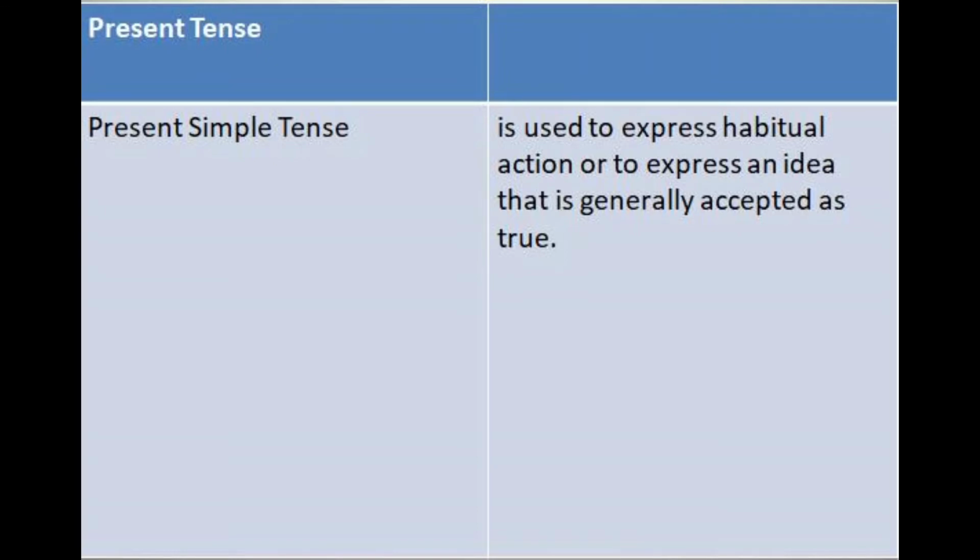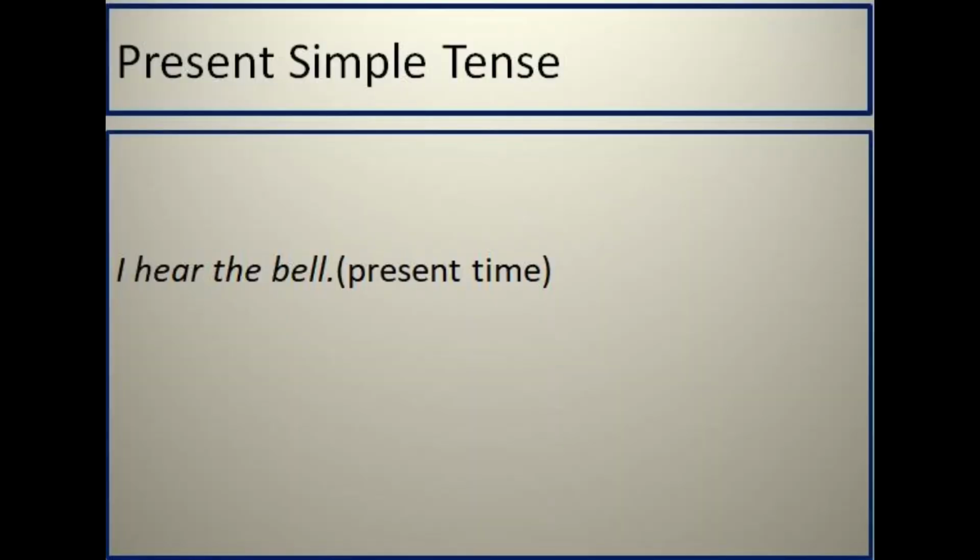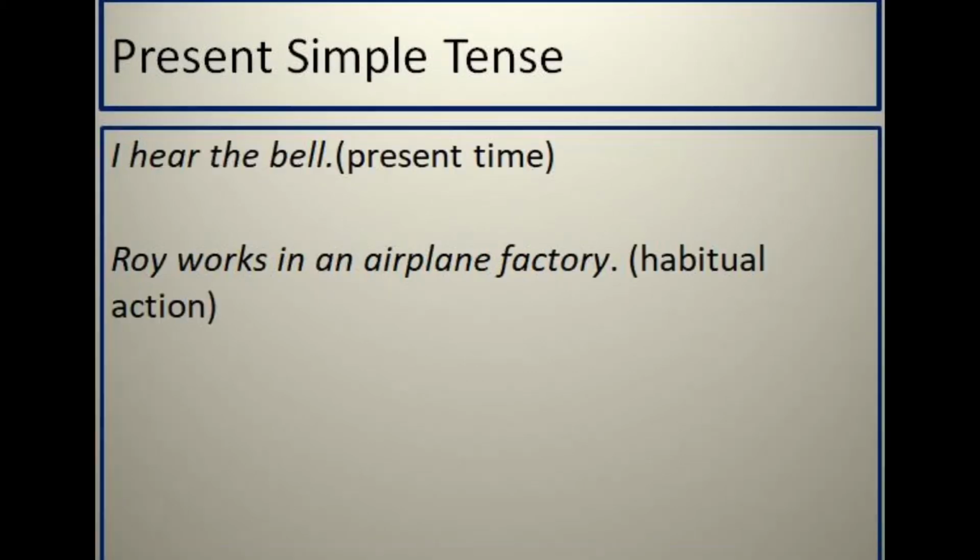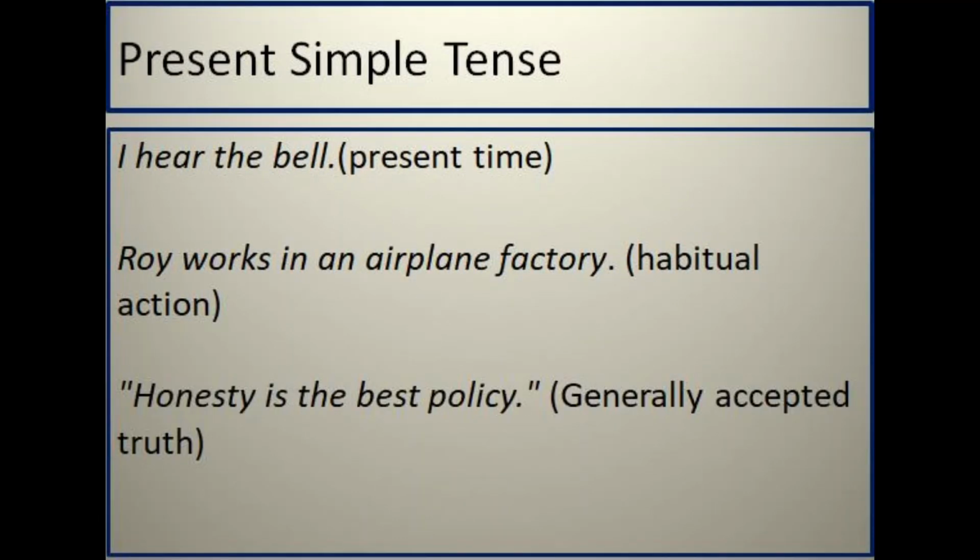Present simple tense is used to express habitual action or to express an idea that is generally accepted as true. This is something that doesn't change, like "I hear the bell," present time. "Roy works in an airplane factory," habitual action. "Honesty is the best policy," generally accepted truth. It's a simple fact for regular action, things you do every day or every week.